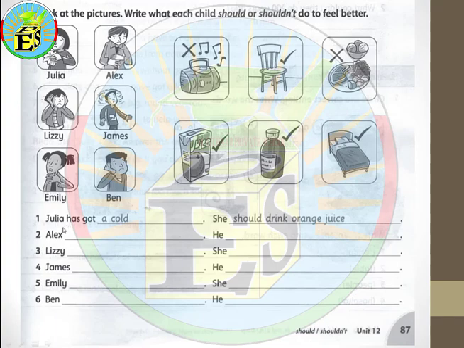Now, what's the matter with Alex? Alex is putting his hands on his stomach. So Alex has got a stomachache. Then, which picture goes with a stomachache, for example? So, Alex has got a stomachache. He shouldn't eat. I want you to think of the rest of these sentences and then check your answers with me.